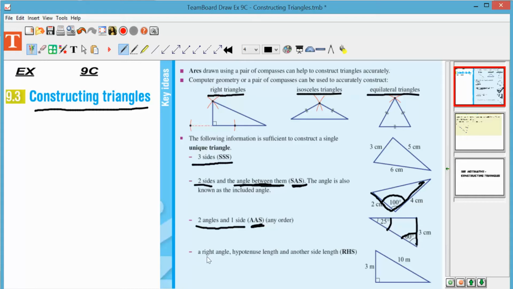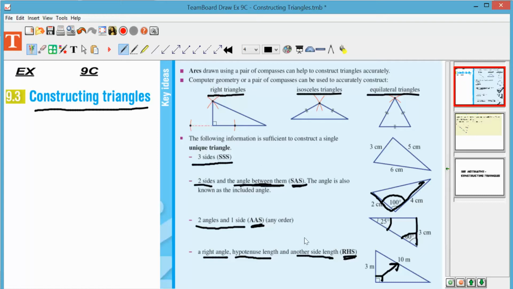And the last one is if you have a right angle, you are given the hypotenuse length. Remember our hypotenuse. To find our hypotenuse, we've got a little box in the corner, and that box will point to our hypotenuse length and our hypotenuse side of our triangle. All right, so if you've got the right angle, so you know it's 90 degrees, you've got the hypotenuse length, and you just need one other side. All right, so that's RHS. Right angle, hypotenuse, and side.